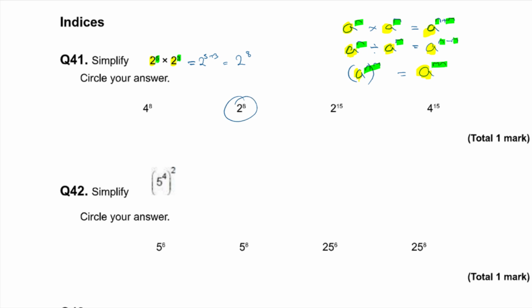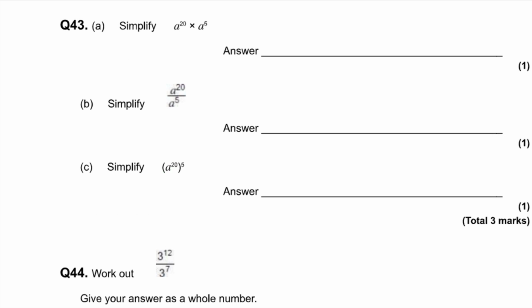Question 42. Simplify 5 to the power of 4 all squared. That's my third rule, isn't it? I've got a number with a power and I'm raising that to another power. So what we do is we multiply those powers together. That's going to be 5 to the power of 4 times 2. 4 times 2 is 8, so that's 5 to the power of 8. It's that one.